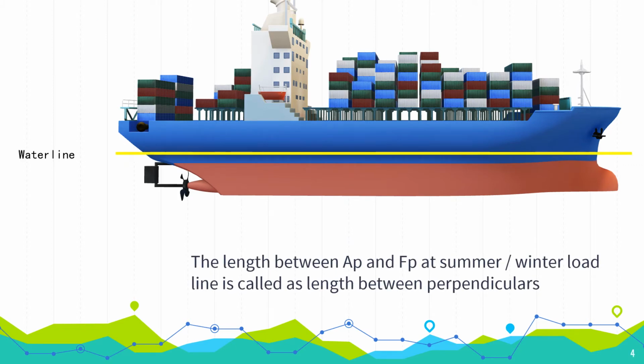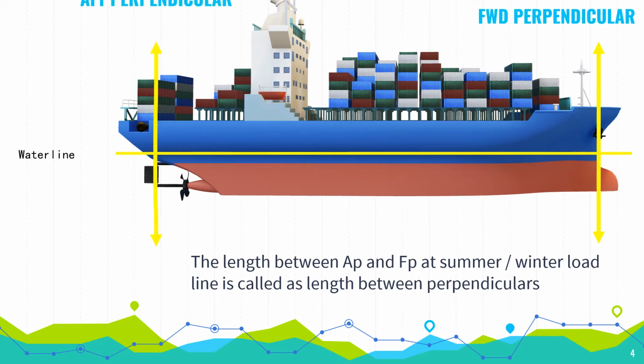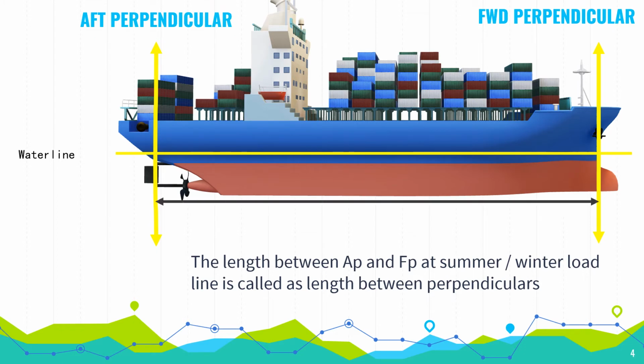Again, this is water line, and I am talking about the length between the perpendiculars. This is forward perpendicular, this is aft perpendicular, and obviously the length between them is known as length between perpendiculars, indicated by LBP or LPP.